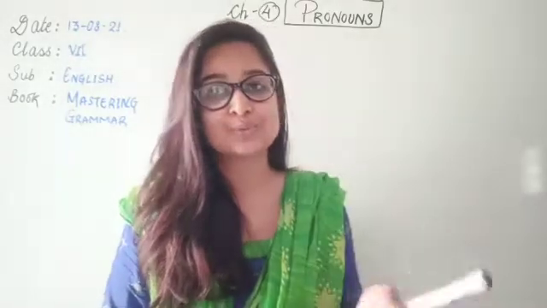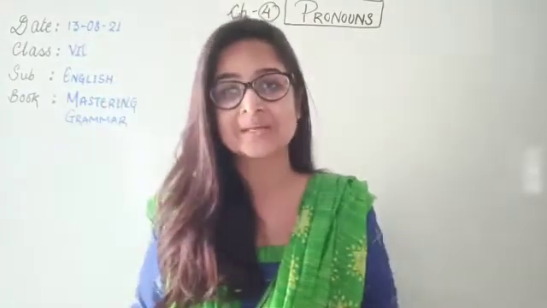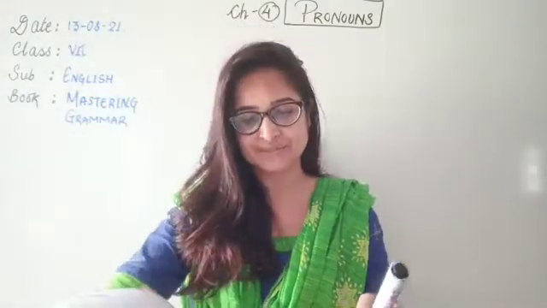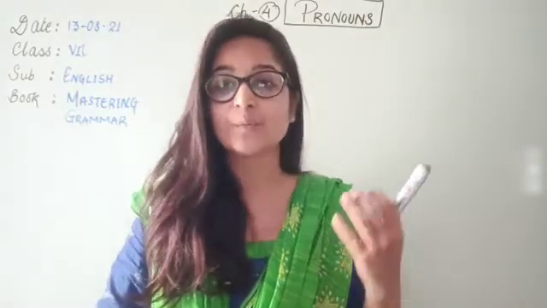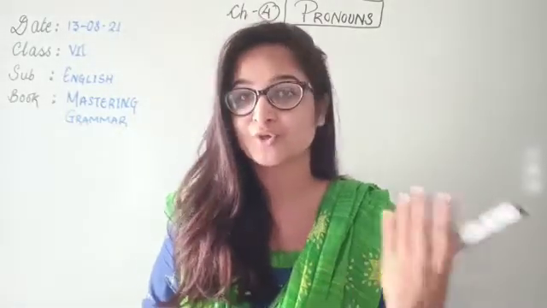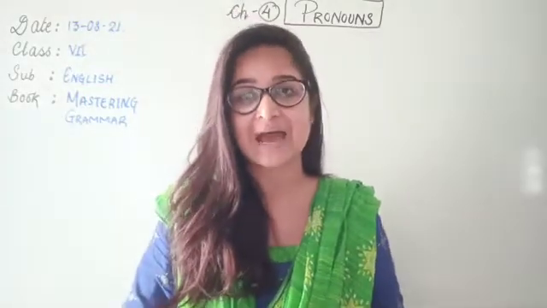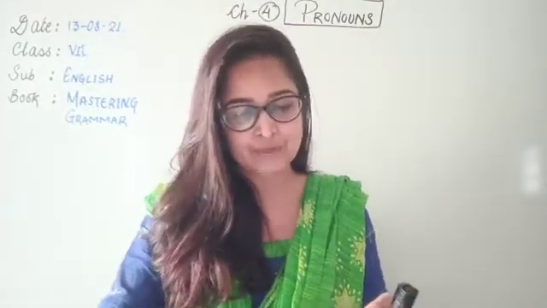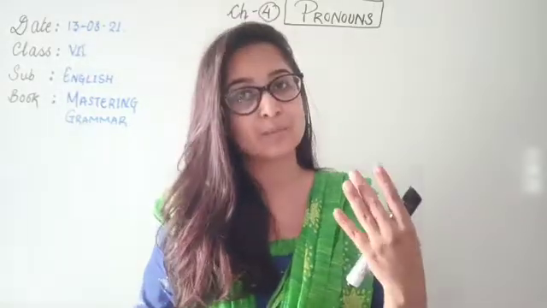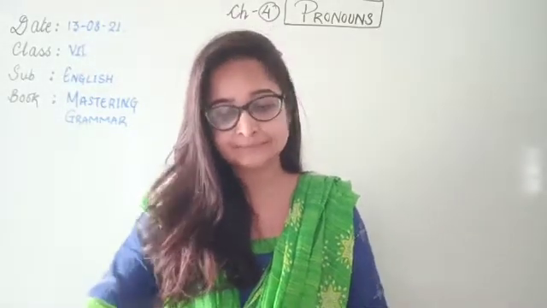I told you with whom and who, they are always used with persons only, okay, person. Which is used for, okay, which cannot be used for human beings or animals. It has to be used with inanimate objects or animals. Whose can be used for both person and thing.